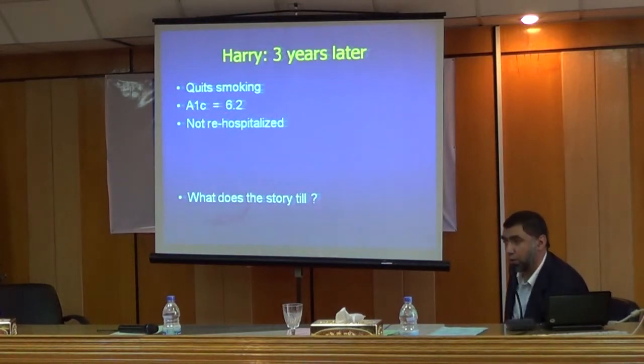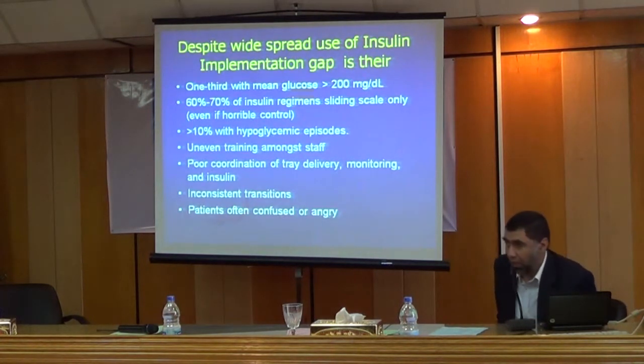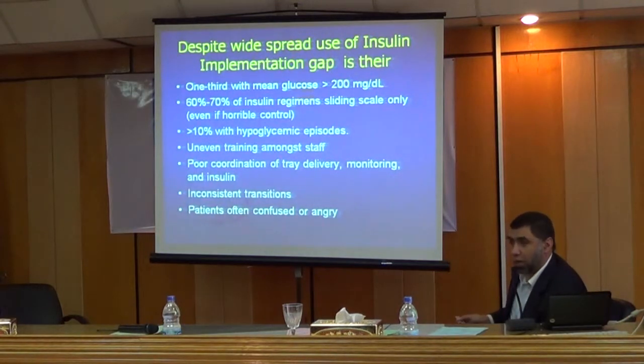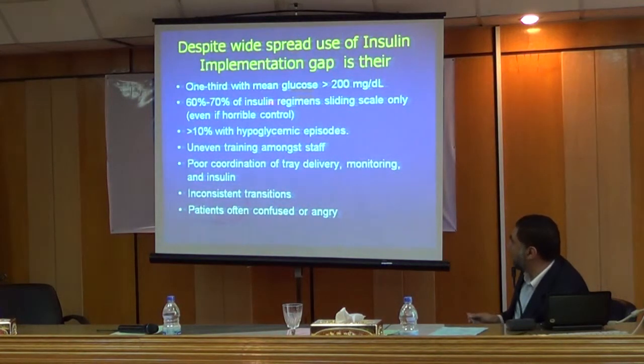What does the story tell? Of course, it is not the insulin, it is how we are using the tool. Despite widespread use of insulin, the implementation gap is there. One third are still with mean glucose more than 200. 60 to 70% of insulin regimens are still sliding scale only, even with horrible control. More than 10% have hypoglycemic episodes, uneven training among staff, poor coordination of tray delivery, monitoring, and insulin.